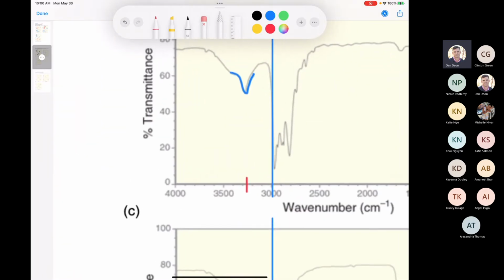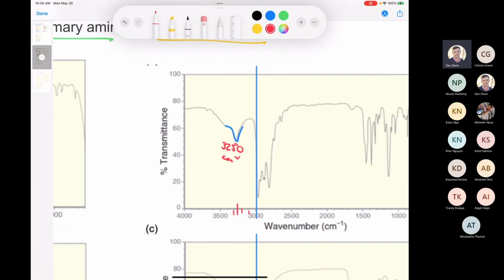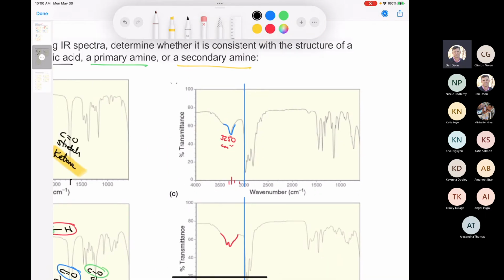So let's take a look. This first one is around, so this is 3,000, 3100, 3200, 3300. So this one is about 3250 reciprocal centimeters, and it's one broad stretch. And so this would be a secondary amine, right? Because in a secondary amine, you have one nitrogen-hydrogen stretch. This thing right here is your nitrogen-hydrogen stretch.